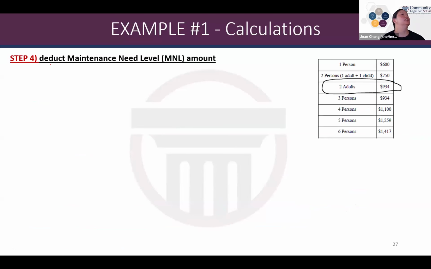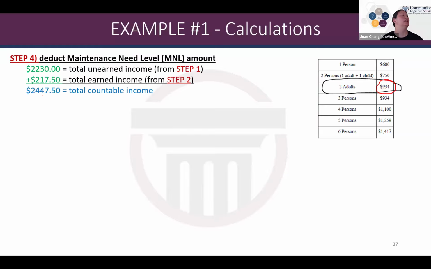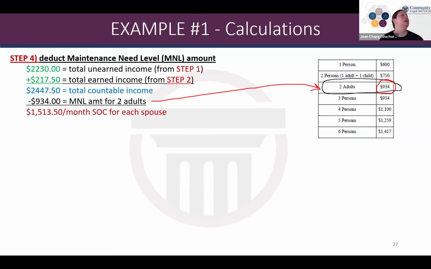Share of cost. Step 4 is to deduct the maintenance need level or allowance amount. Since both Senor and Senora Garcia are applying, we're going to be subtracting 935 bucks. No, I'm sorry, 934 bucks. So we got the total here, that's the blue. We're deducting 934 because both spouses are applying for Medi-Cal. This is their share of cost, which is a lot of money. So let's talk about it. If we did nothing, this is the share of cost for both Senor and Senora Garcia.